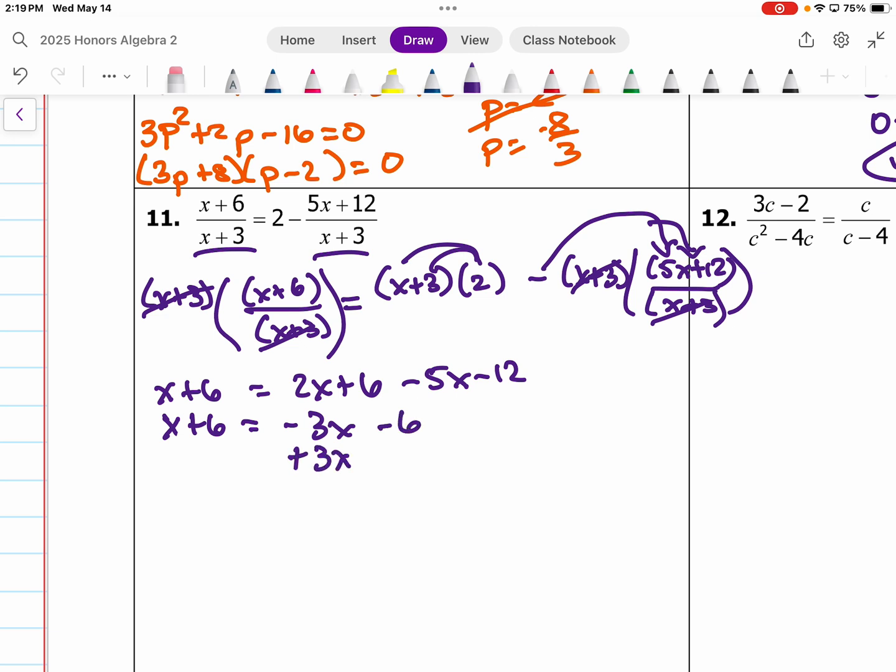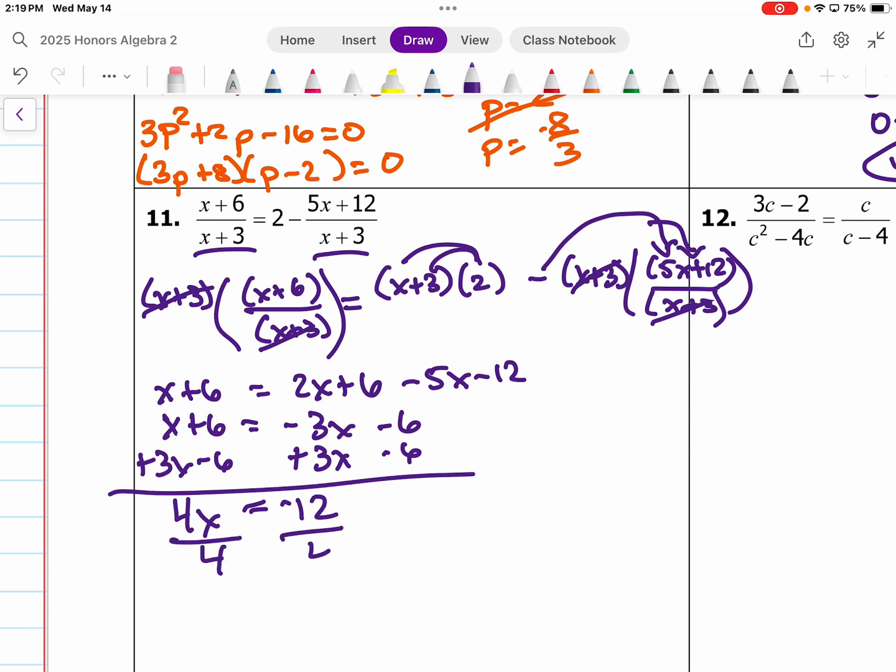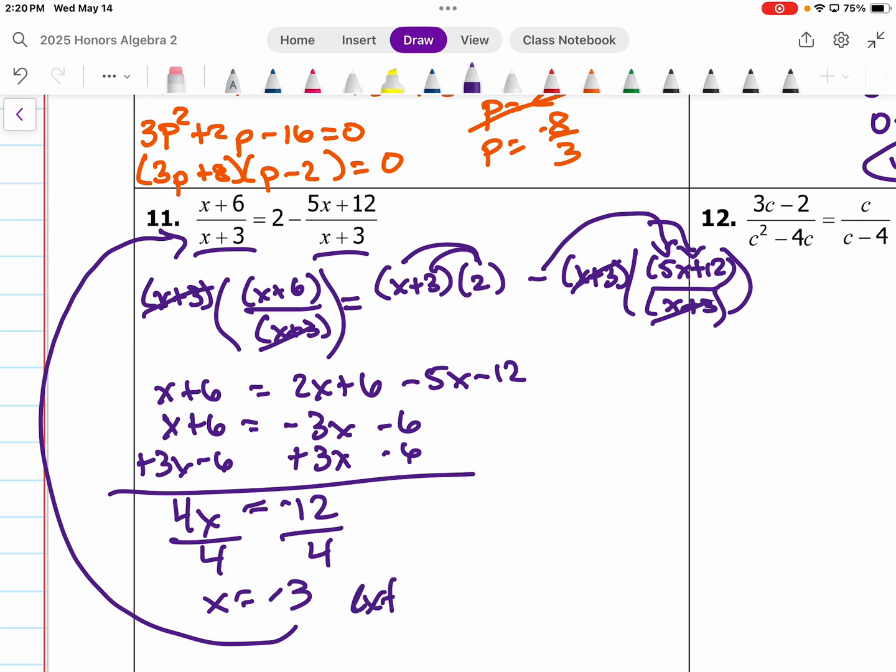X plus 6 equals negative 3x minus 6. I'm a positive person, so I'm going to add 3x over. 4x equals negative 12, divided by 4. X equals negative 3. And then I notice, what does the negative 3 do to my bottom? So that's an extraneous solution, which means this one has no solution.